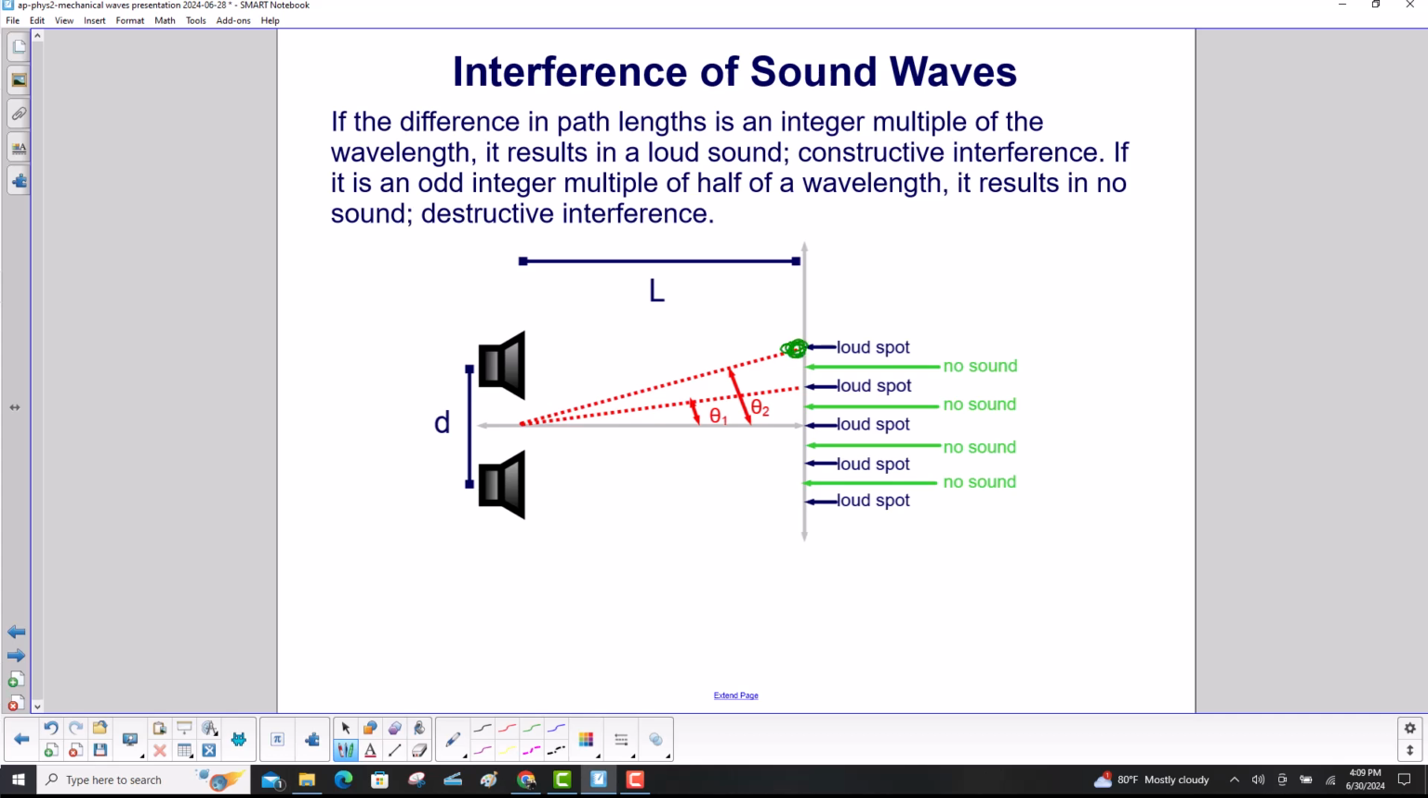Here we have a loud spot. This wave travels that distance. The wave from this speaker will travel this distance. So hopefully you can see how those are different distances. If the difference in those is 1 lambda, right? Let's say this one here travels an extra distance of 1 lambda, the wavelength of the sound, then you will have constructive interference, a loud spot.